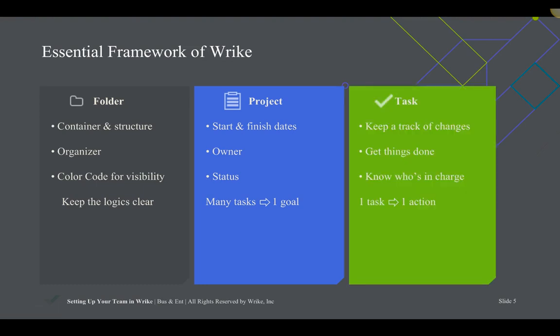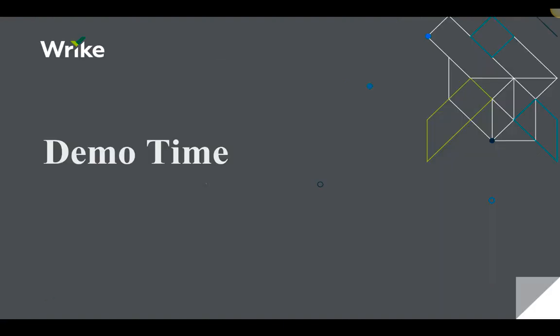And finally, task. Task is your main working unit in Wrike. Keep a track of changes, get things done, and you always know who's in charge. So keep it simple. Try to have one assignee per task, and one task, one action. Whenever you feel like one task has multiple phases, feel free to add subtasks to it and assign it to different individuals. Great! Let's now move to our workspace and see how that actually looks all live.